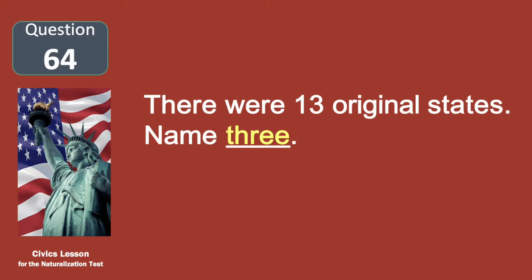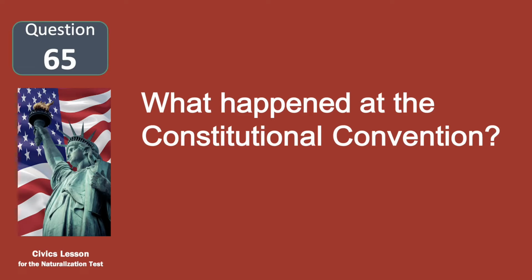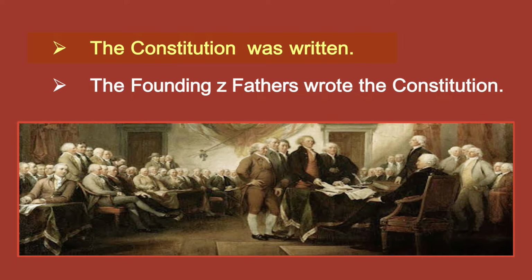There were 13 original states. Name three. New Hampshire, New York, New Jersey. What happened at the Constitutional Convention? The Constitution was written.